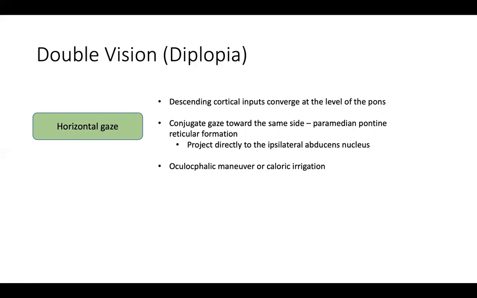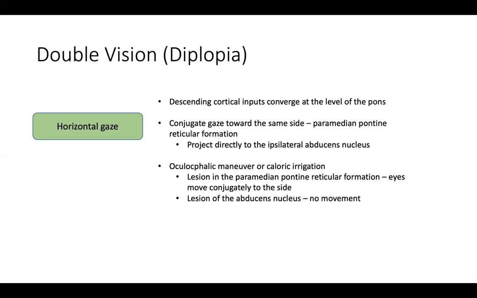Vestibular stimulation through the oculocephalic maneuver or caloric irrigation will succeed in driving the eyes conjugately to the side in a patient with a lesion of the paramedian pontine reticular formation, but not in a patient with a lesion of the abducens nucleus.